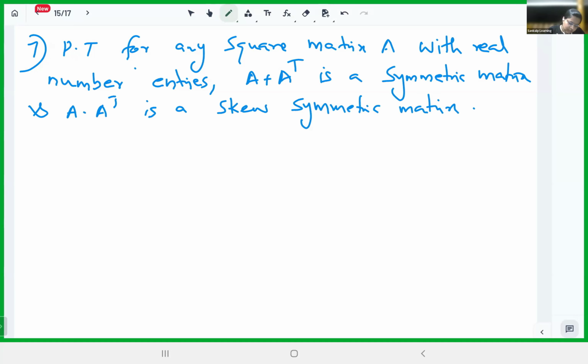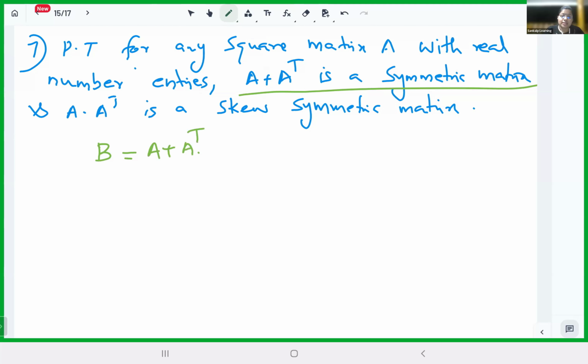For that, let's consider the first part. What is the first part? We have to prove A plus A transpose is a symmetric matrix. Let us put this A plus A transpose as B, for ease of solving the question. So I'm taking this A plus A transpose as B. B is equal to A plus A transpose.